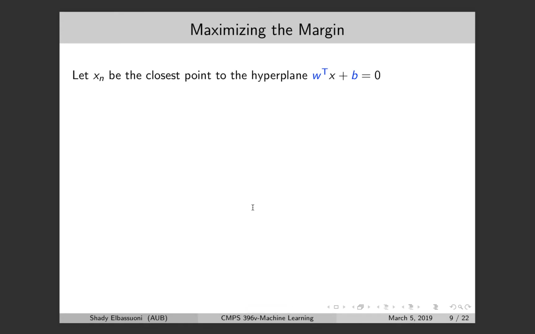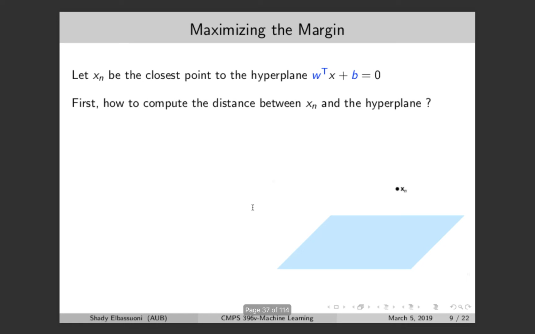Now, maximizing the margin. I have already modeled how to show that the hyperplane linearly separates the data. Now let's see how to maximize the margin. The margin, again, is the distance between the hyperplane and the closest point in the data set. So the equation of the hyperplane is w transpose x plus b equal to 0. Let xn be the closest point to the hyperplane. xn is just one of the training examples. So here's xn, here's the hyperplane. I want to measure the distance between xn and the hyperplane.